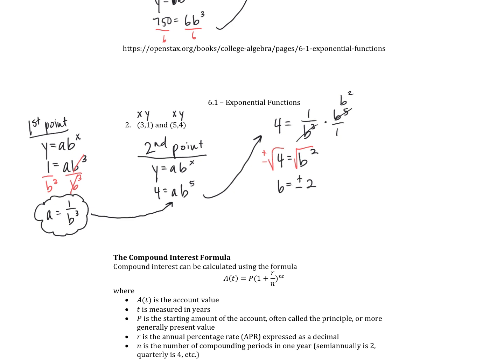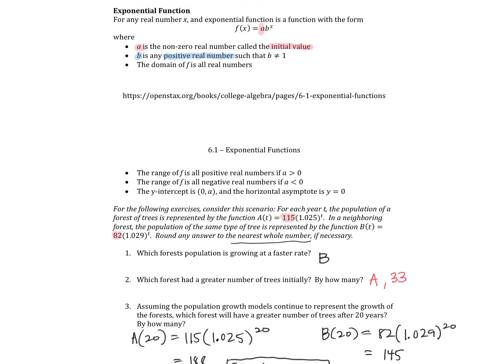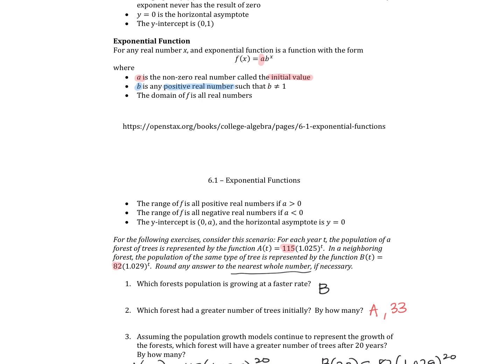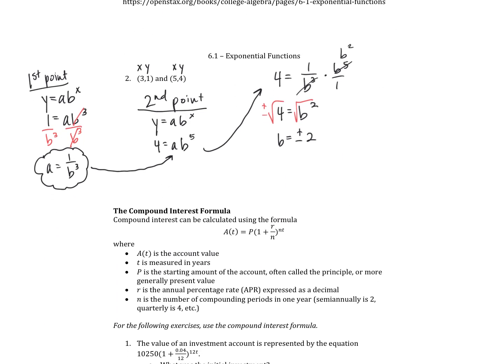Okay, we need to go back and look at something. I want to point something out. Okay, look what I have highlighted right here in blue. b is any positive real number. Positive. So b cannot be negative. So let's go back to where we were. So if b cannot be negative, that means we can't have this part. So b is just 2. So keep in mind that b has to be a positive real number.